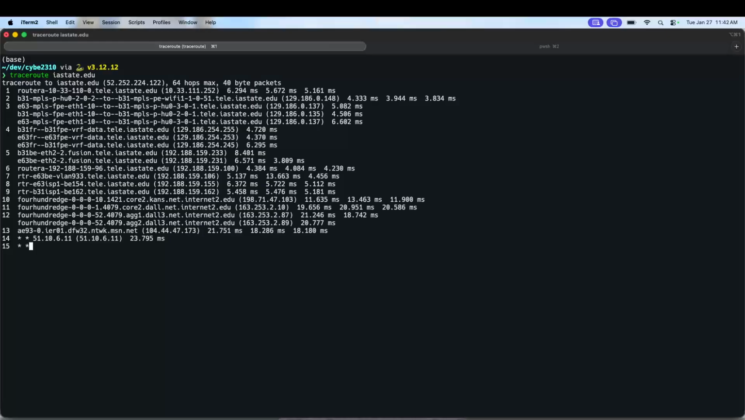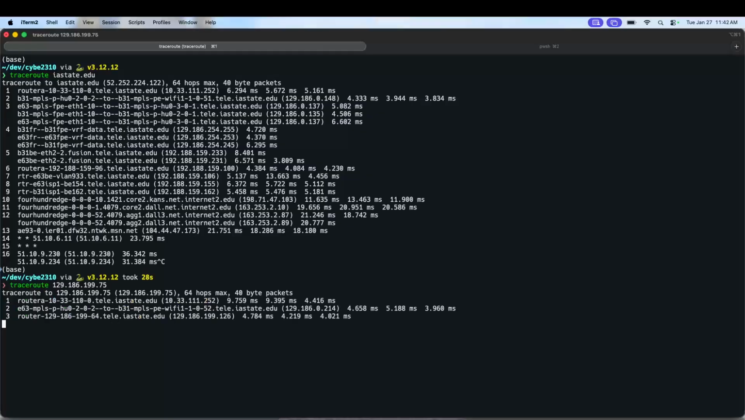Let's actually do that real quick here. Most of this is just our own internal infrastructure. So let's do a traceroute to one of those IP addresses that we saw. It shouldn't have to go too far from this machine to a Wi-Fi access point, should just be a series of routers along the way.